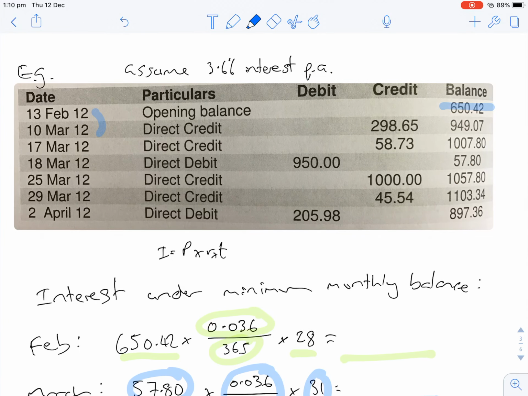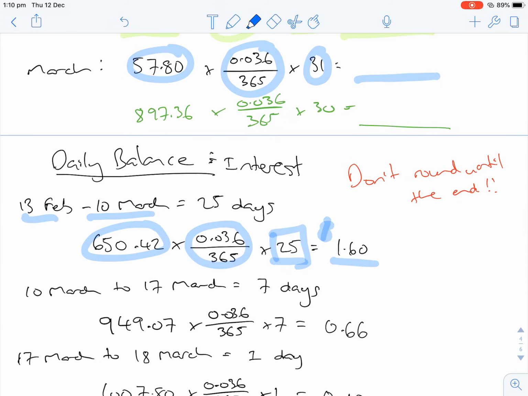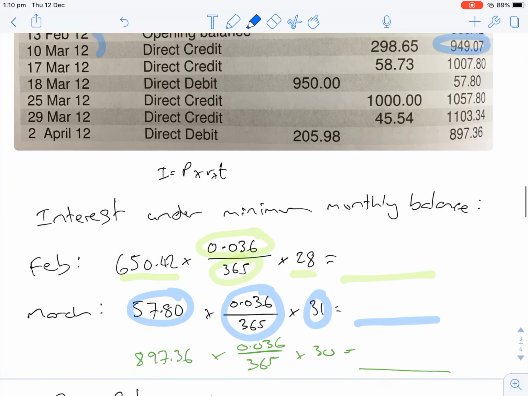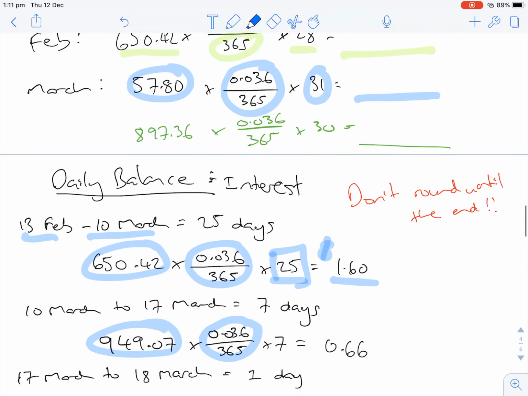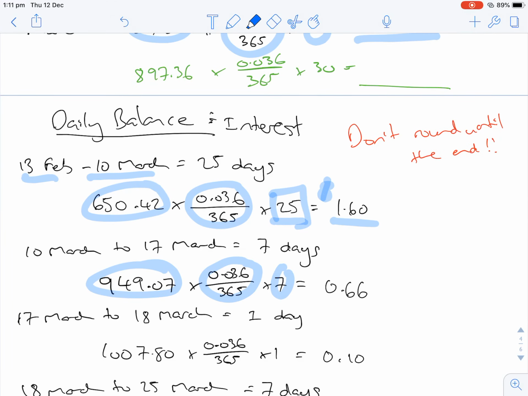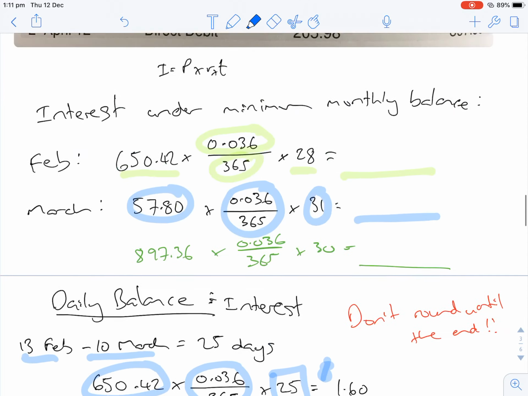Now my balance then changes to $949. So I would then record my $949, times it by the interest rate, and work out how many days I had that balance for. So that balance of $949 applied between the 10th of March and the 17th of March. So you can see there were 7 days before that balance changed, and that is why I've times that by 7 here, which gave me 66 cents for that next part of the month. And then we carry on to the next balance.